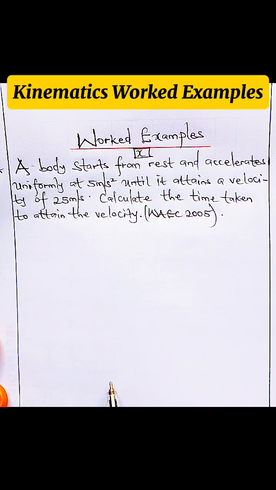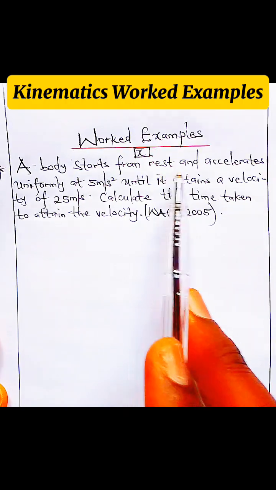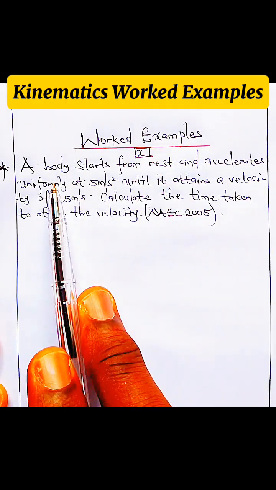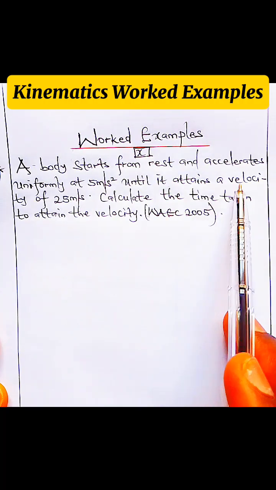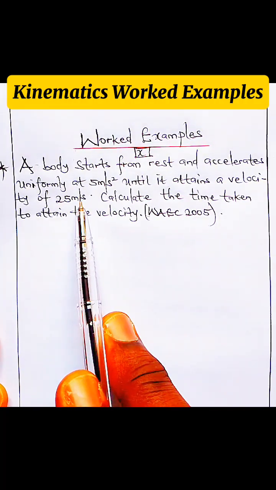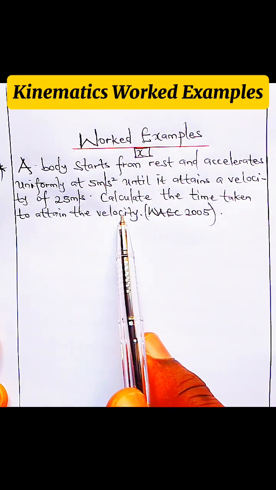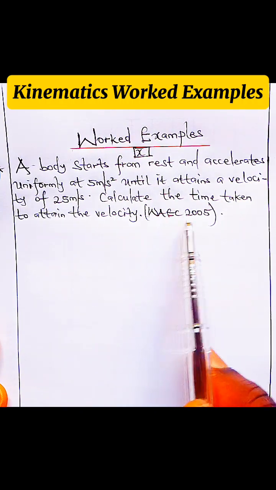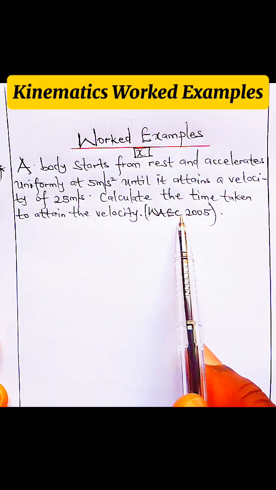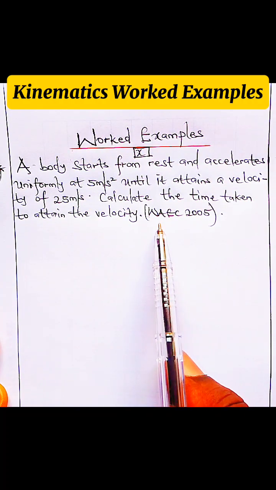Now look at this first question. A body starts from rest and accelerates uniformly at 5 meters per second squared until it attains a velocity of 25 meters per second. Calculate the time taken to attain the velocity. This question was given to some students during the 2005 WAEC, West African Examination Council. So this is a physics question to test a couple of students that sat for WAEC.